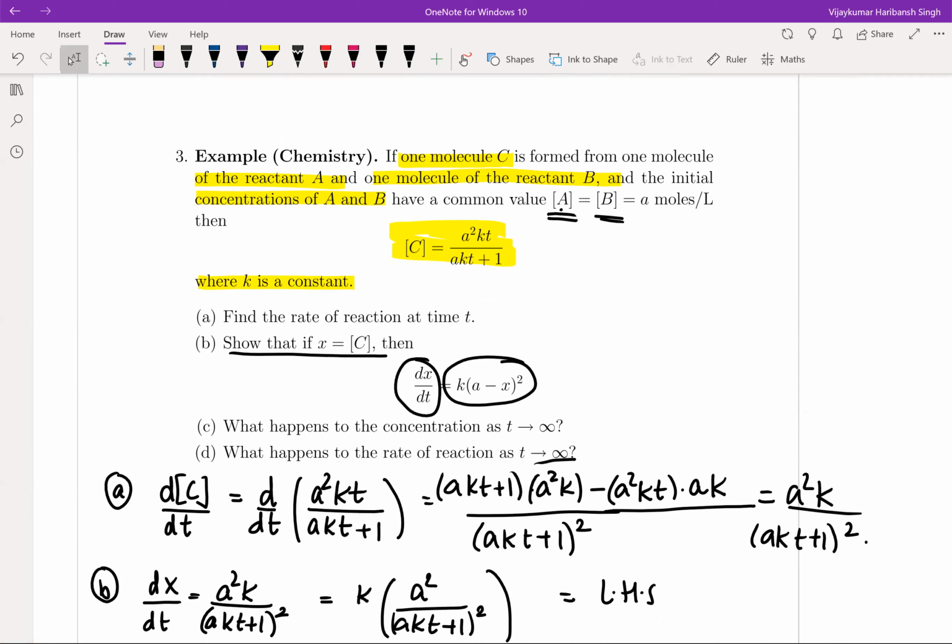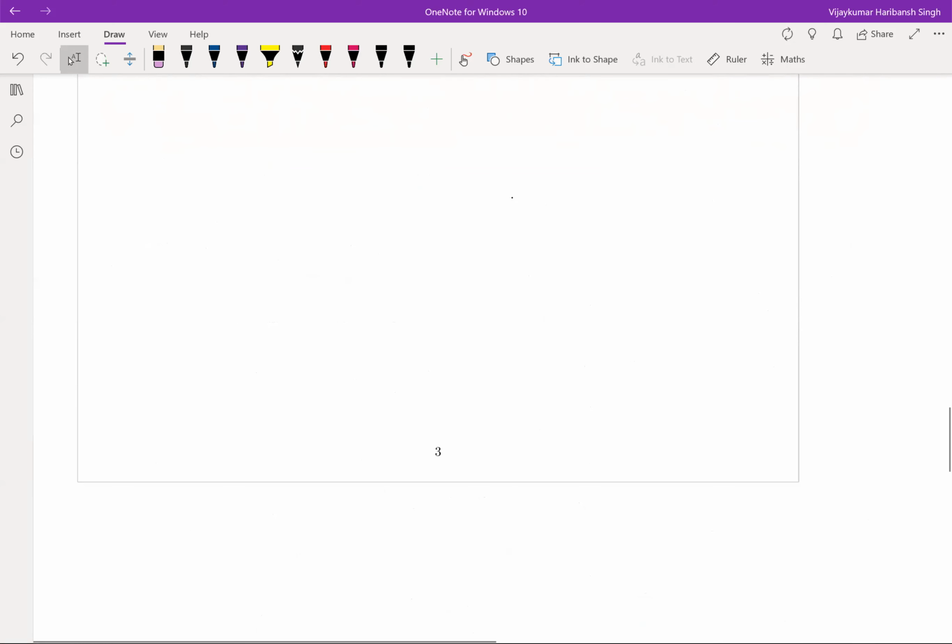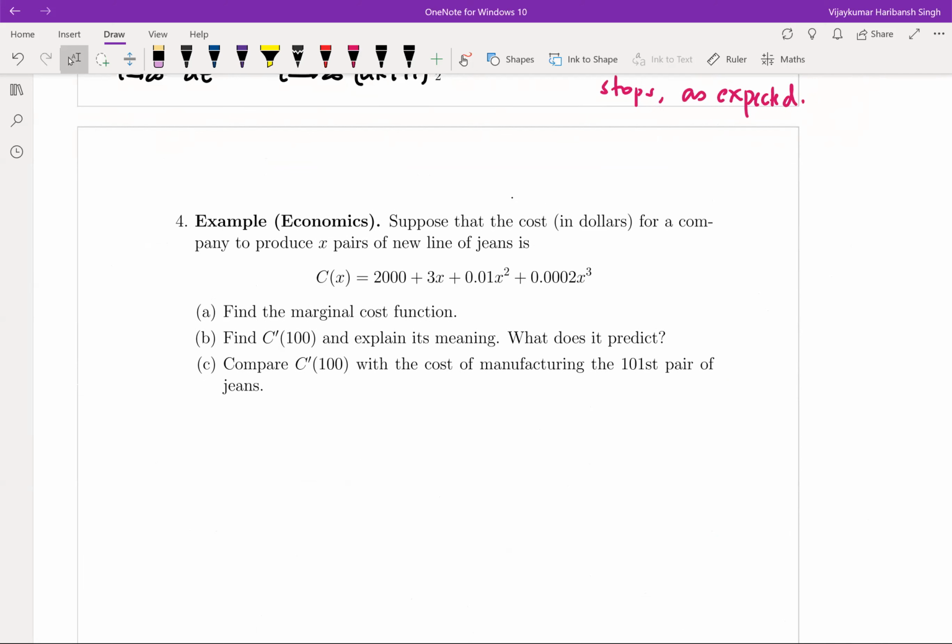So let's look at the next problem coming from economics. Suppose the cost in dollars for a company to produce x pairs of jeans of a new line of jeans is C(x), which is 2000 plus 3x plus 0.01x squared plus 0.0002x cubed. Find the marginal cost function.